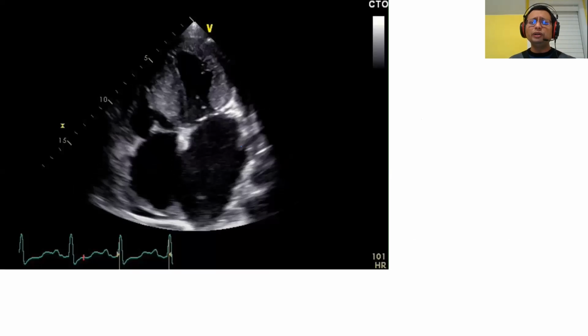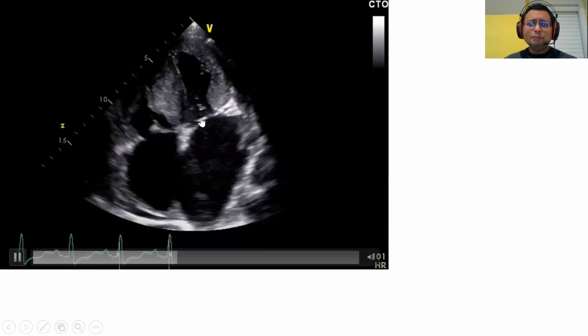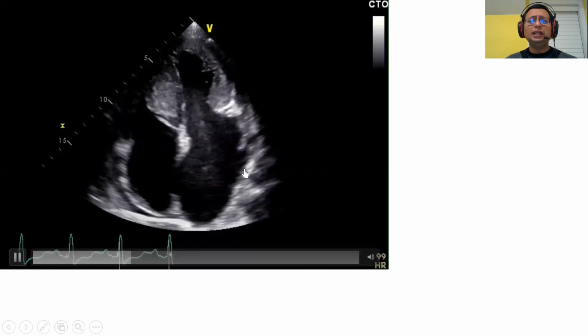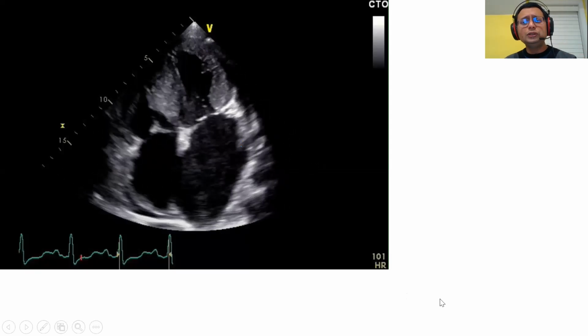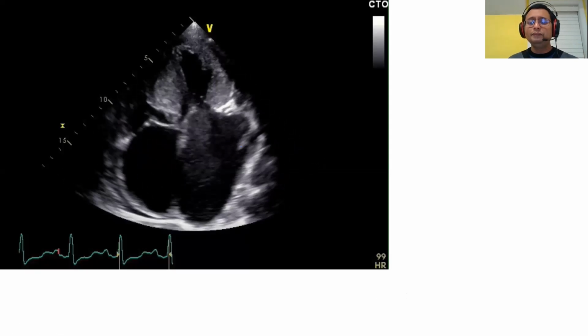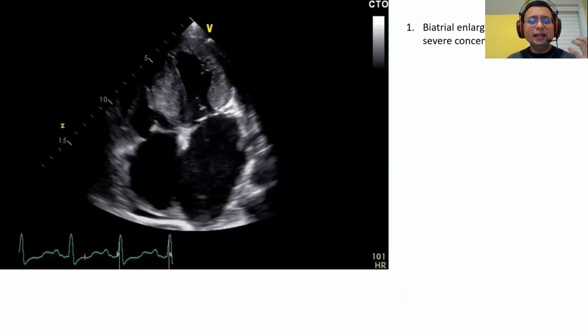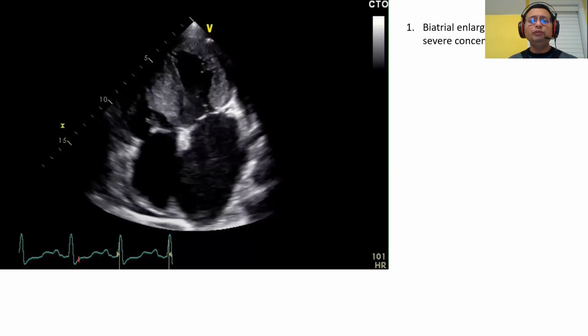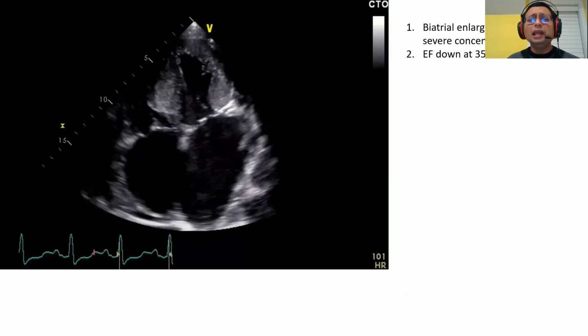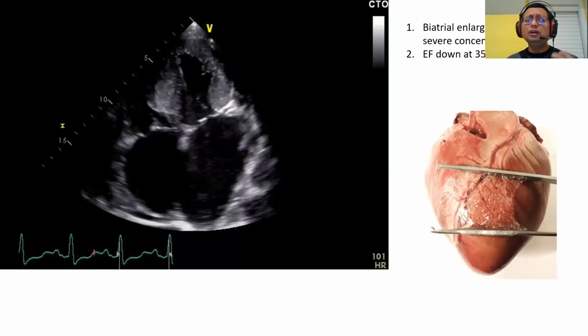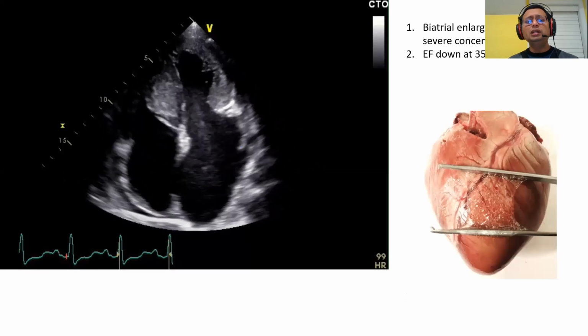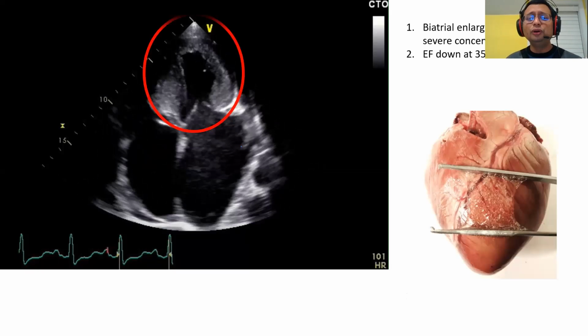Okay, look at the echocardiogram first. Look at the echo here, ladies and gentlemen, and tell me, do you use algorithm 1 or do you go straight away to algorithm 2? The patient has bilateral atrial enlargement with severe concentric hypertrophy and the ejection fraction is also down. So in this situation, you use algorithm 2 straight away.